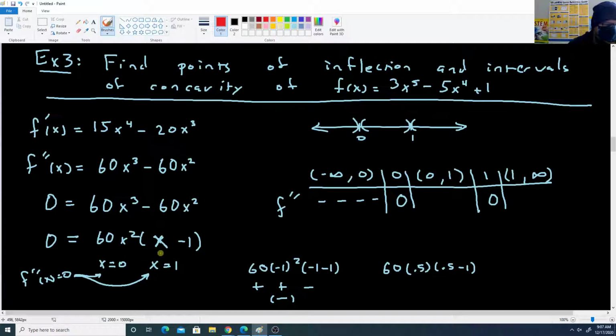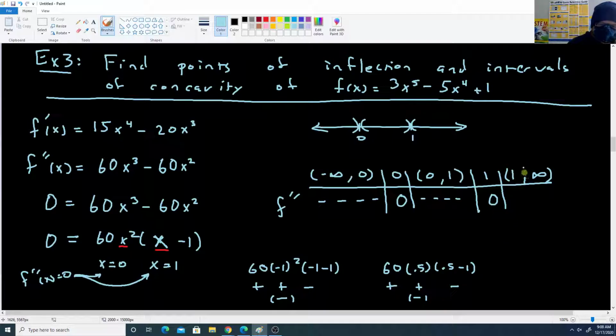Basically what I'm doing is looking at the factored form, and replacing these two x's with numbers from each of these intervals. I used -1 from this interval, I used 0.5 from that interval, and we'll see what goes on here. 60 is positive, 0.5 is positive, 0.5 take away 1 is negative. So positive times negative says we're negative over this region. So we started out as negative, and then we're still negative.